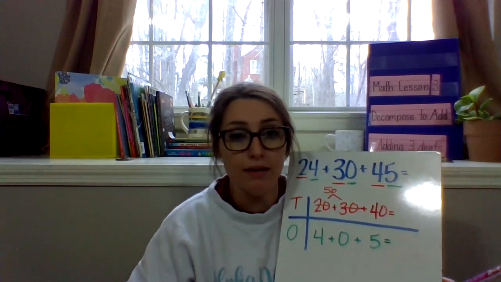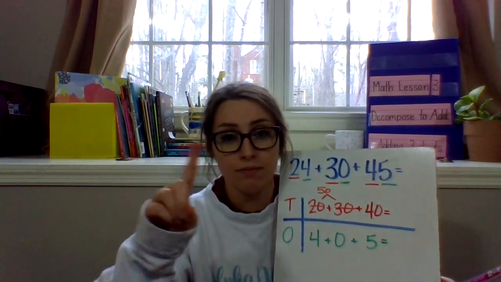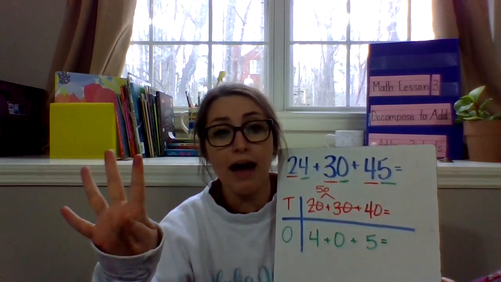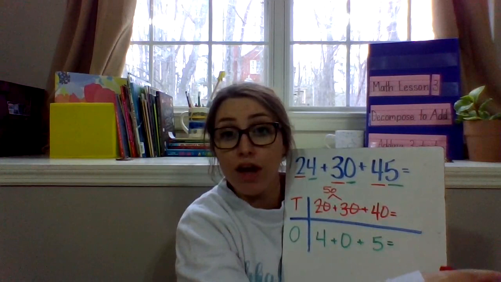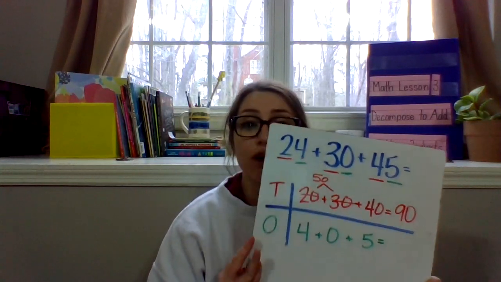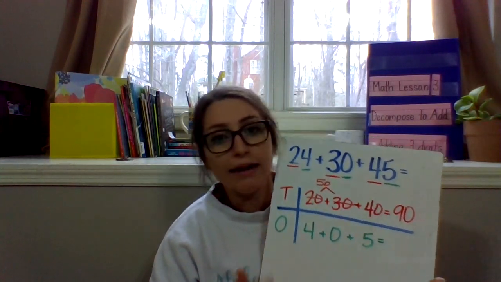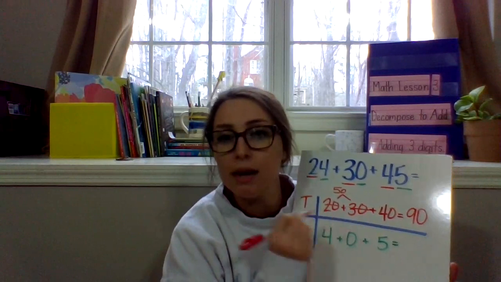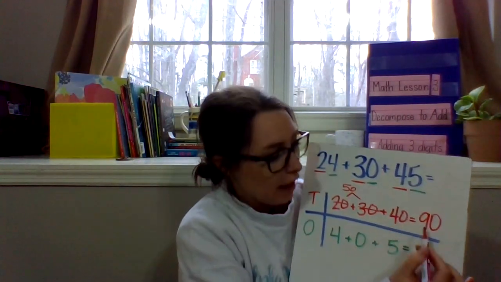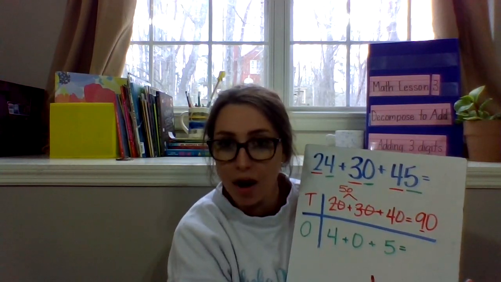So 50, 60, 70, 80, 90. So 50 plus 40 equals 90 in the same way that 5 plus 4 equals 9. It's the same idea, except this time we're adding groups of 10, not just groups of 1, which is why we have to have it in the tens place here.